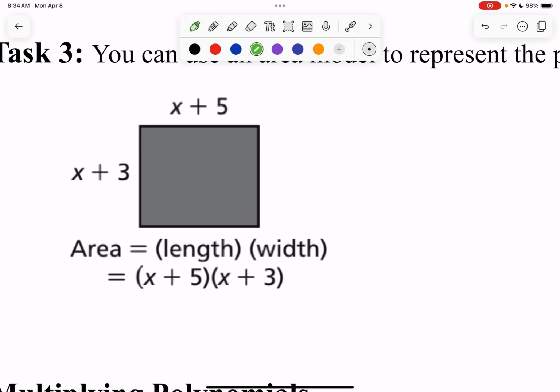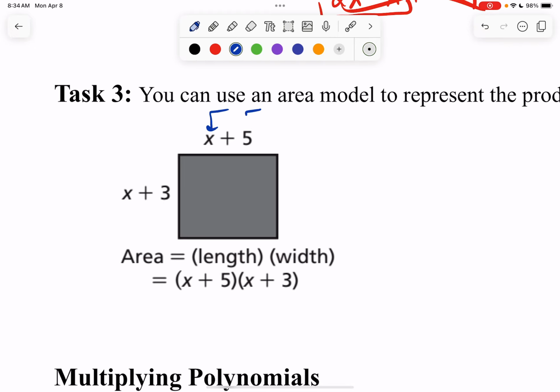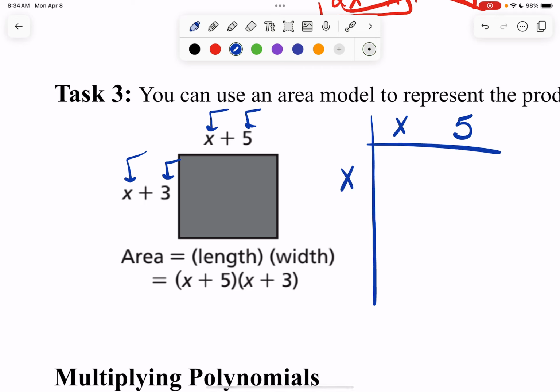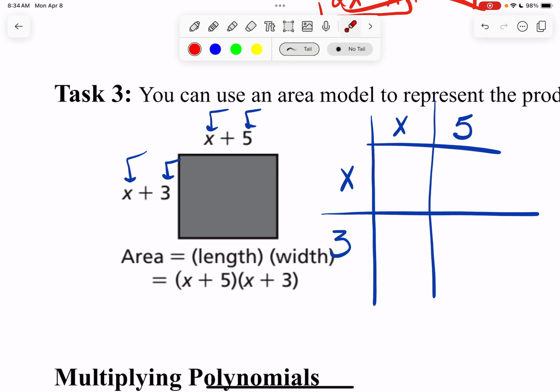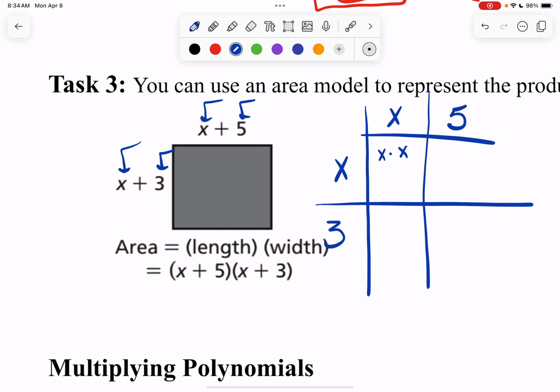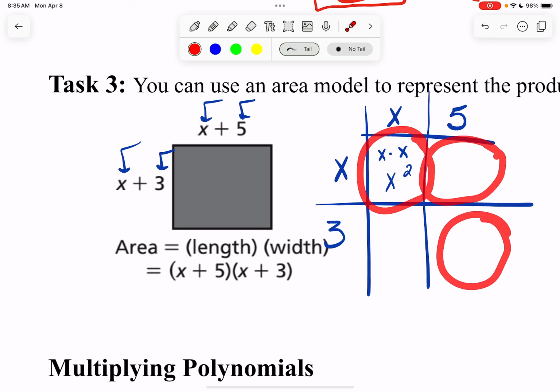This is kind of like algebra tiles, but not quite, because we're not going to tile it out. Basically, my two terms here are an x and a 5. We're going to kind of table them out. And over here, my two terms are an x and a 3. Now I'm going to draw boxes. In this box is x by x. So inside here is x times x, which we know is x to the second. So we're basically finding the area of each of these pieces.